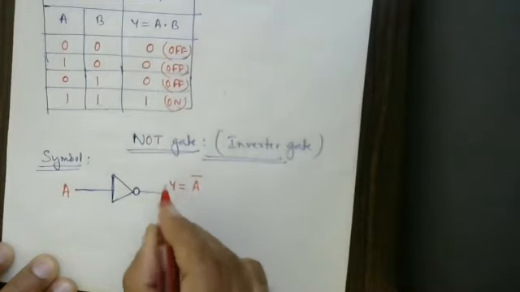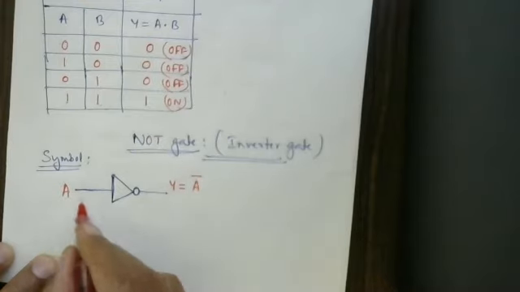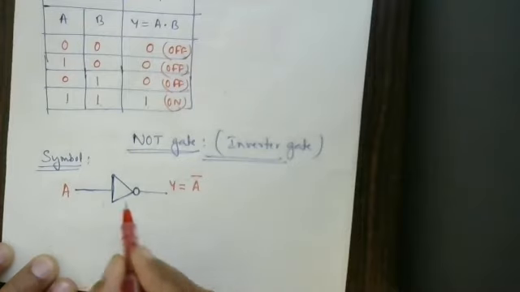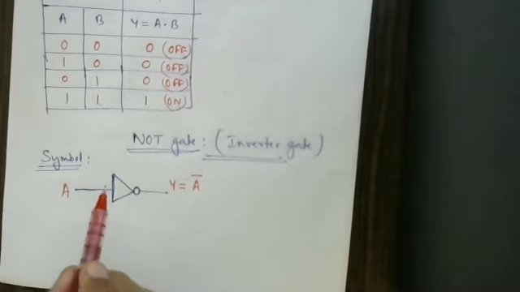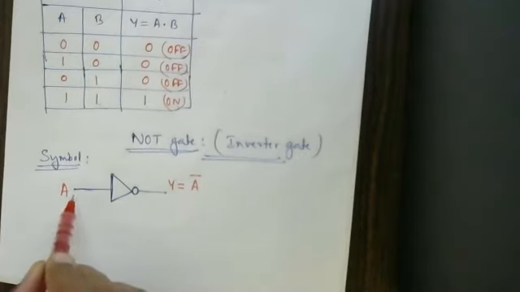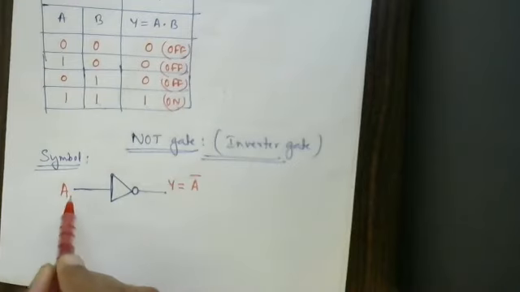This is the Boolean expression. This is input, this is output. Only one input, only one output. This is the only circuit which contains only one input. We cannot give two inputs here. We are supposed to give only one input and there is only one output. One input, one output is present only for the NOT gate.